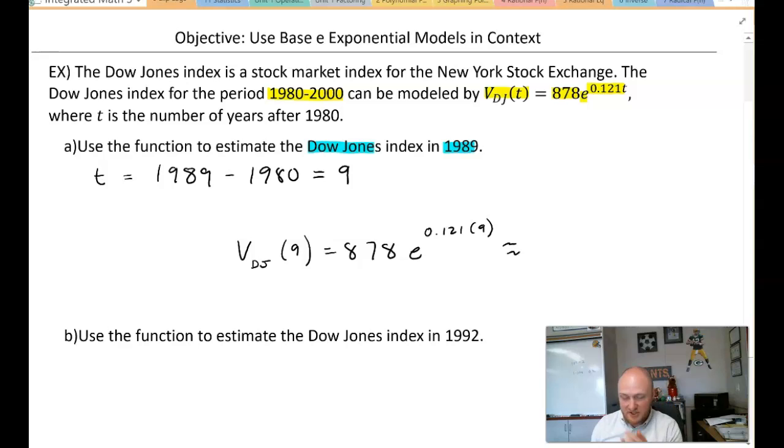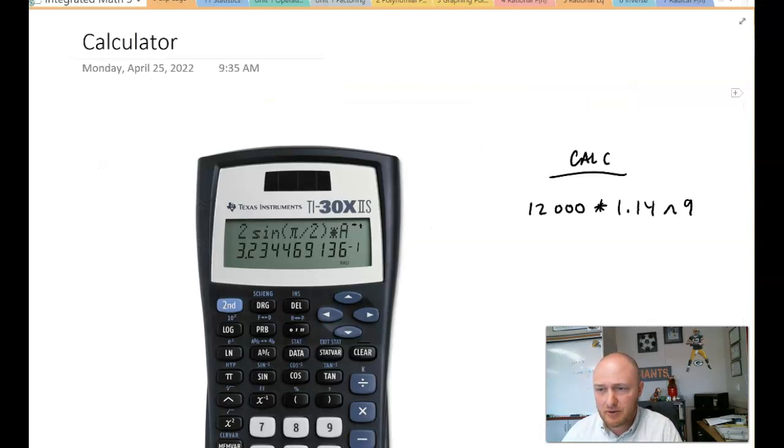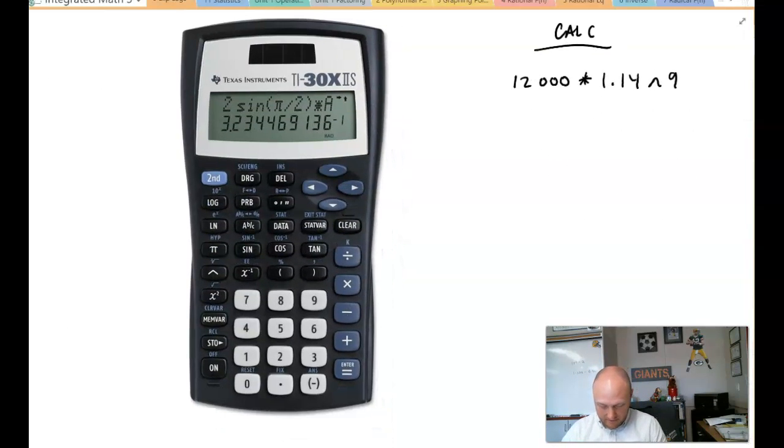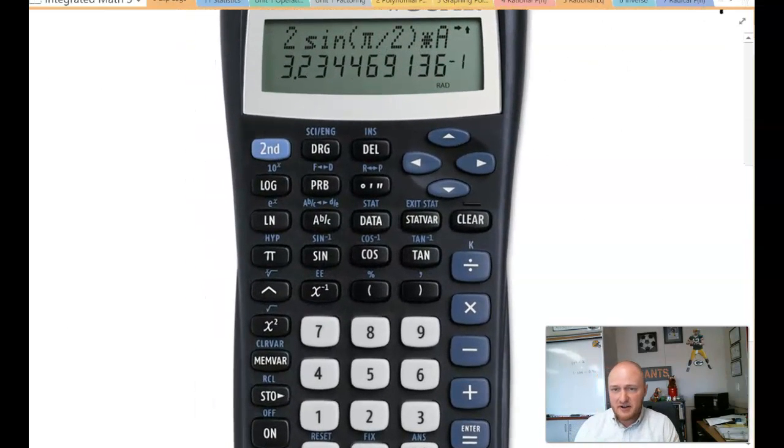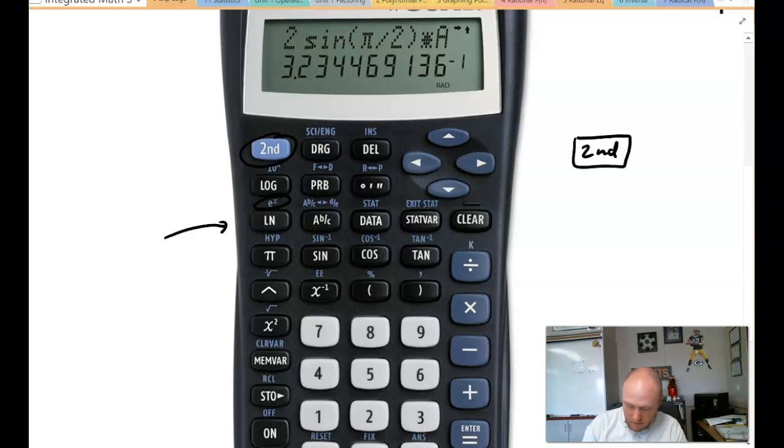We're going to plug this into our calculator. Note here, I'm going to show you the number e. So here is the calculator. e is a secondary function to the natural log. So you'll see it right here: there's ln, and the secondary function is e to the x. In order to hit e to the x, you hit the second button and then the ln button, and on the screen you'll see e and then a little caret with parentheses.